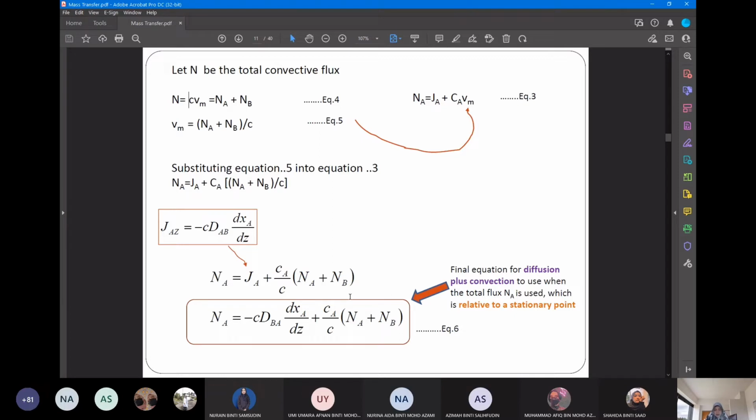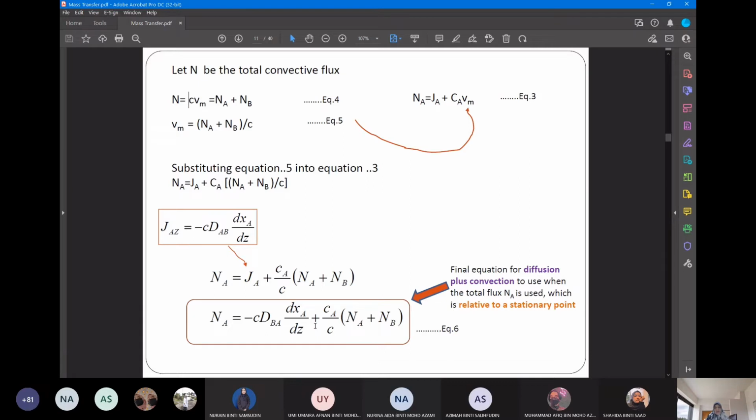But by looking at the formula, you still have dx over dz. You cannot do the calculation yet because you have to do something on the derivative before you can do the calculation, meaning that you need to do the integration. So that's why when diffusion is combined with convection, you have this formula.